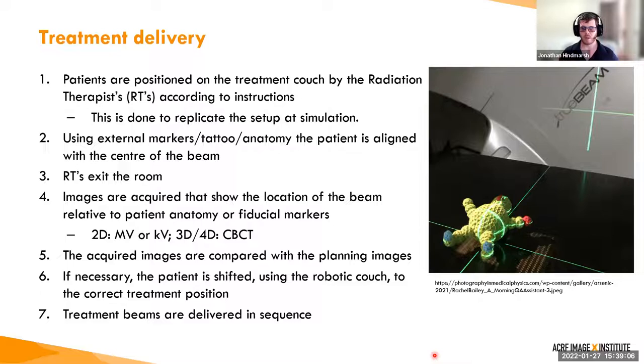Images are then acquired to locate the patient radiographically. That might be a 2D image, which is the main beam line, or a KV, or it could be in 3D using cone beam CT. These images are then compared with the planning images, and the patient shifted so that they are in the exact same, or as close to the same position at treatment as they were at simulation. And then the treatment beams are delivered.